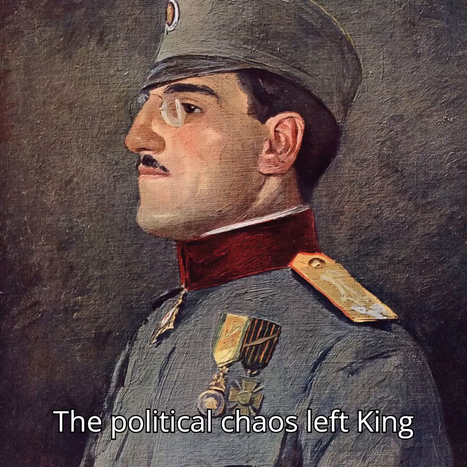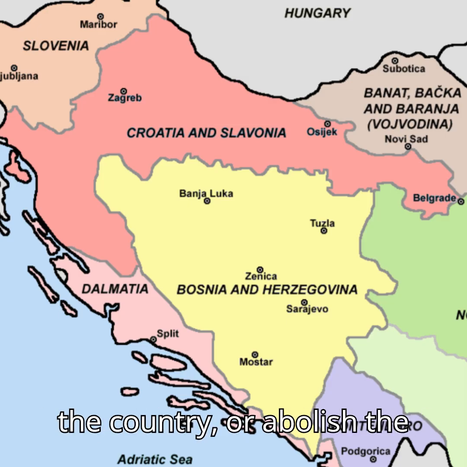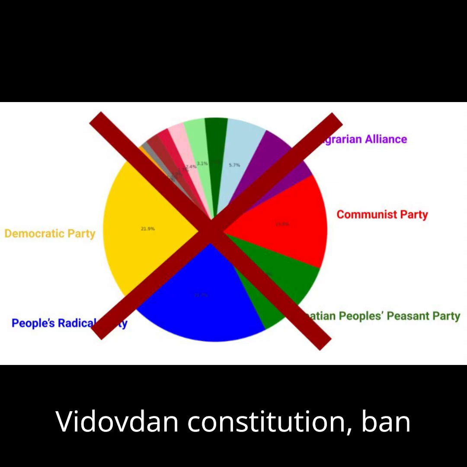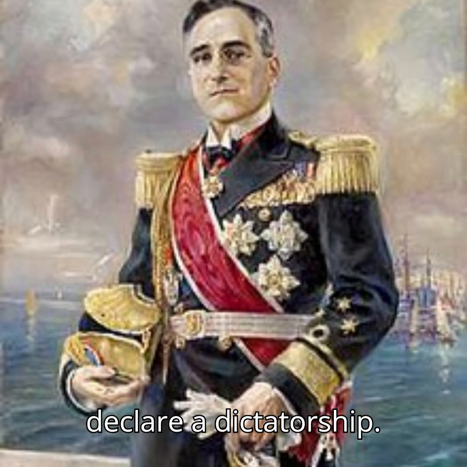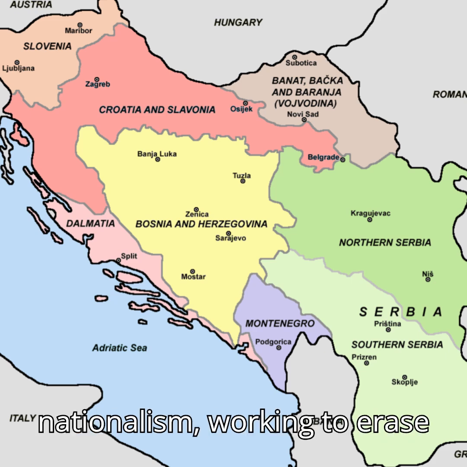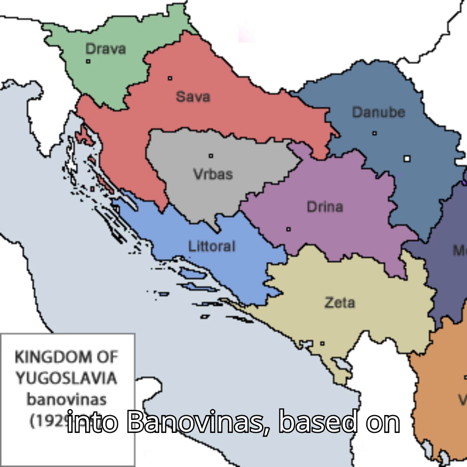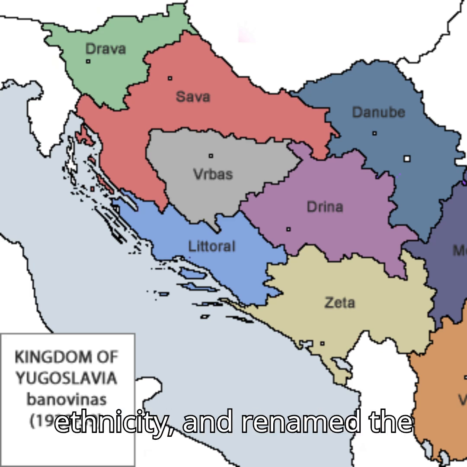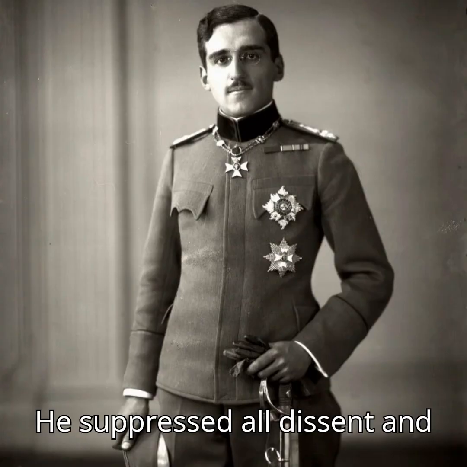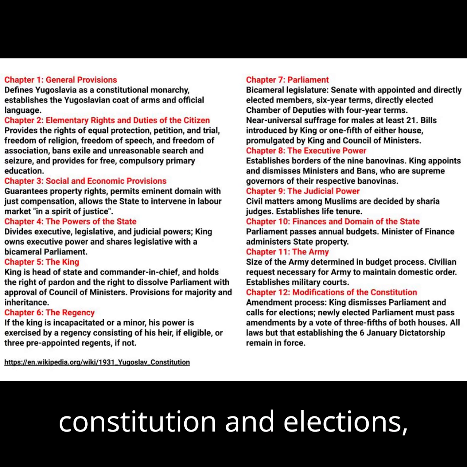The political chaos left King Alexander with 2 options: allow Croatian independence and the end of the country, or abolish the Vidovdan constitution, ban all political parties, and declare a dictatorship. He chose the latter. Alexander's dictatorship blamed the chaos on nationalism, working to erase local identity. He redrew provincial borders into Banovinas based on location rather than ethnicity, and renamed the country to the Kingdom of Yugoslavia. He suppressed all dissent and displays of national identity, creating a new constitution and elections, giving only the illusion of democracy.